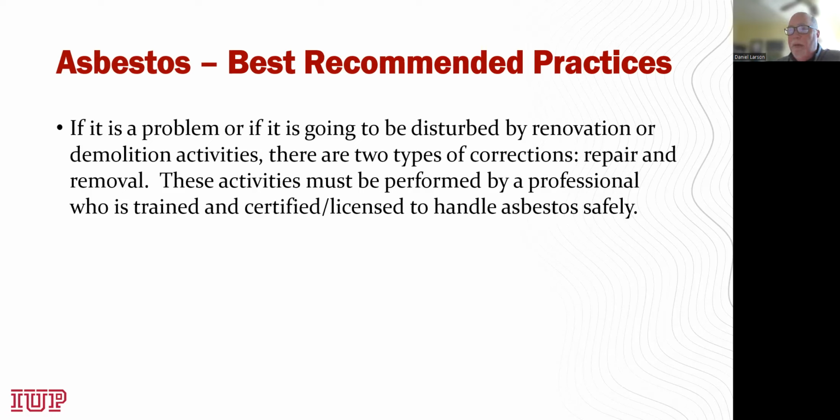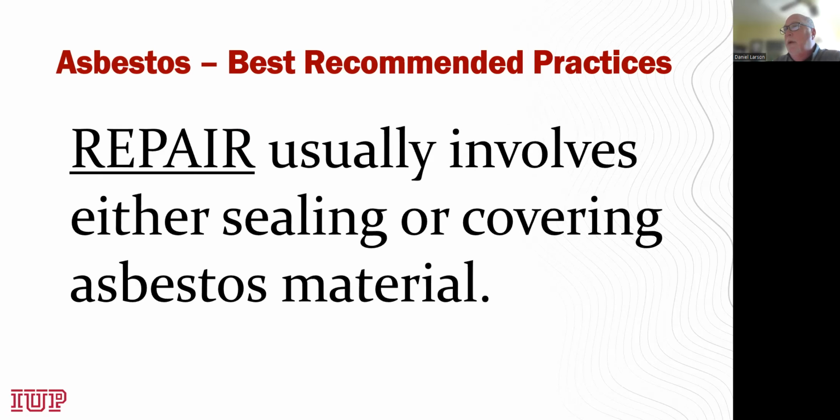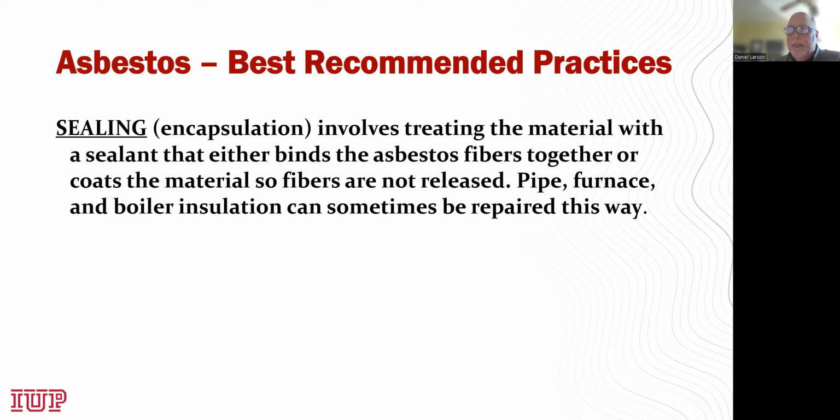If you do choose to repair or remove asbestos, you have to get in touch with a professional who is trained, certified and licensed to handle the asbestos safely, tell you what to do and make sure the correct action is taken. If asbestos containing materials are going to be repaired, it usually involves sealing or covering the asbestos material. Sealing, of course, for example, is encapsulation. It involves treating the material with a sealant that either binds the asbestos fibers together or coats the material so the fibers aren't released. Sometimes pipes, furnaces and boilers are repaired in this way.